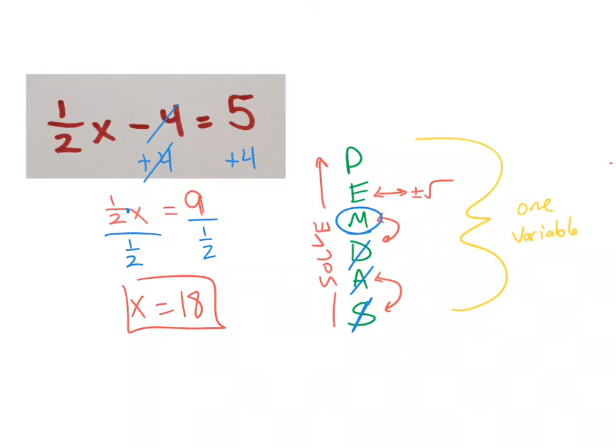Now remember, anytime we solve, we can always check our work. So I'm just going to plug 18 in right there. I'm going to say 1/2 times 18 minus 4. What does that equal? Well, half of 18 is 9. 9 minus 4 is 5. It equals 5, just like I wanted. So I know this one is correct. That's it.